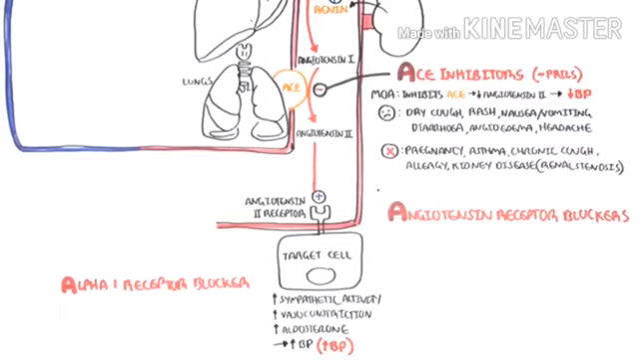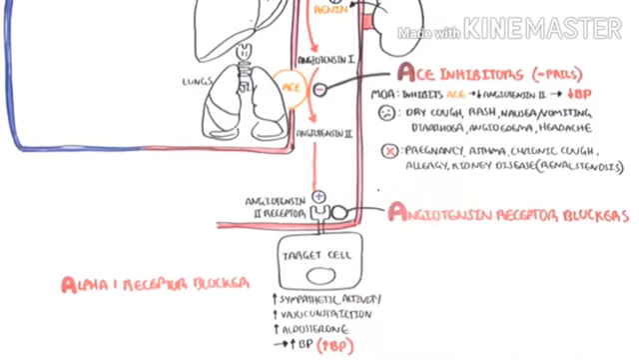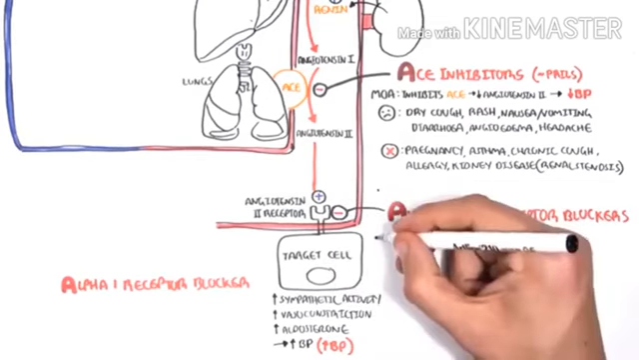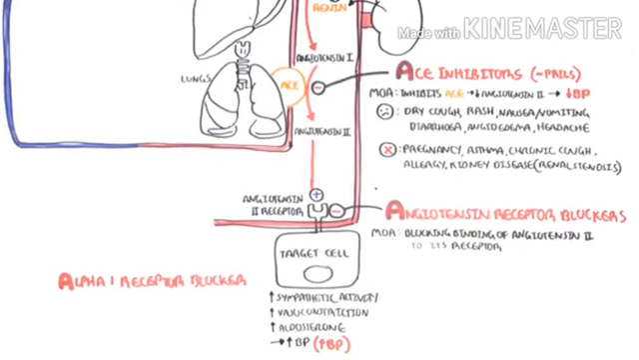The next class of drugs is angiotensin receptor blockers. These angiotensin receptor blockers directly act on the angiotensin receptor. They competitively block the angiotensin receptor, thereby inhibiting the binding of angiotensin II to the angiotensin receptor, and thereby reduce blood pressure by decreasing the sympathetic outflow, by decreasing vasoconstriction, and by inhibiting the release of aldosterone.